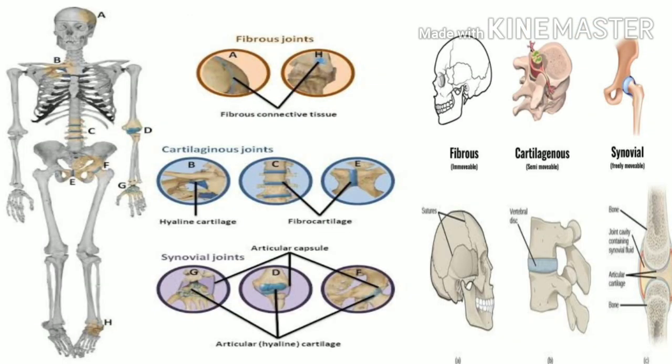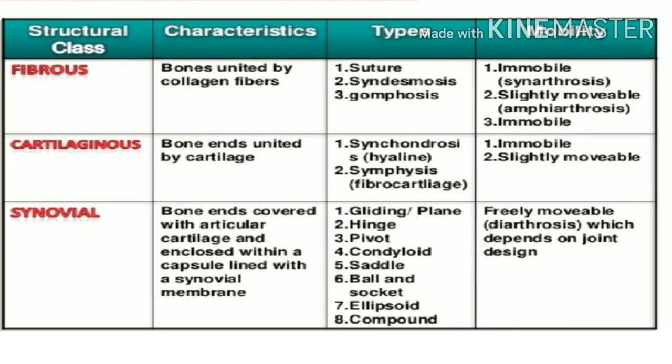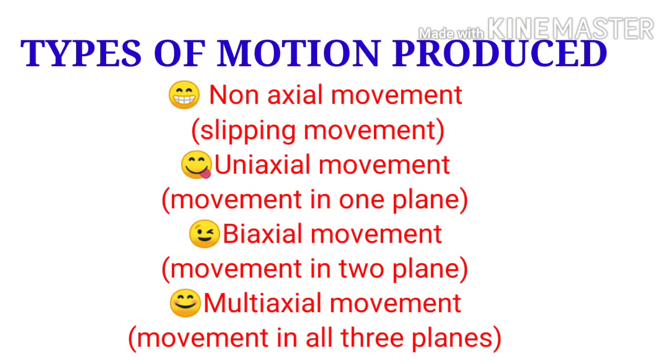Okay guys, so here we are done with fibrous, cartilaginous and synovial joints. From this chart, do a quick revision of them. Okay, so after learning about types of joints, we will learn about types of motion produced by the joints, that is non-axial movement, uniaxial movement, biaxial movement and multi-axial movement. Non-axial means slipping movement, and uniaxial is movement in only one plane. Biaxial is movement in 2 planes, and multi-axial movement is movement in all 3 planes.